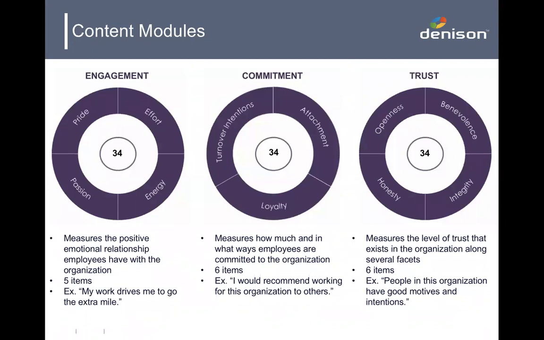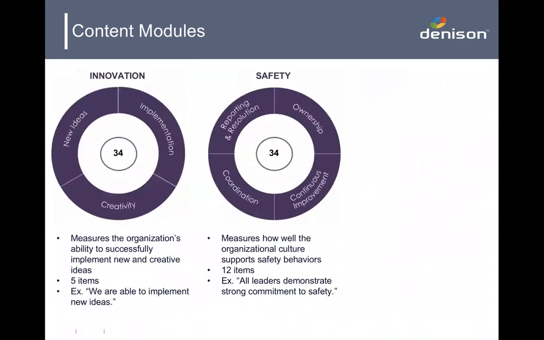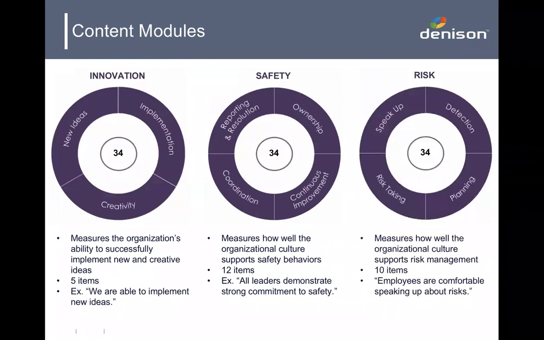We also have a measure of trust that taps this construct in several different areas, 6 different items, and you can see one of the items here is the people in this organization have good motives and intentions. These are 3 of the modules that we've developed to complement the core 48 questions that are organized around the model. The second group here on this slide are focused on innovation, on safety, and on risk.